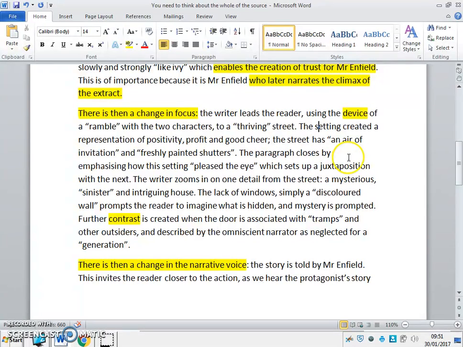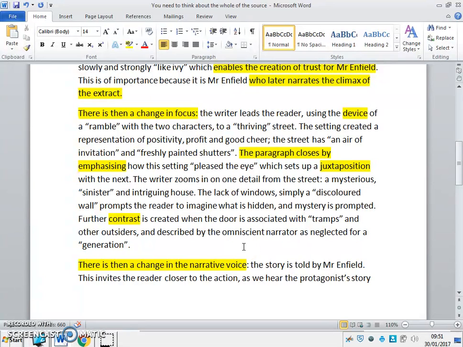The paragraph closes by emphasising, so here again, I'm just talking about the opening and closing of paragraphs, but I'm talking about why they're done that way. The paragraph closes by emphasising how this setting pleased the eye, which sets up a juxtaposition with the next. The words contrast and juxtaposition, you can use either. Juxtaposition is slightly more advanced.